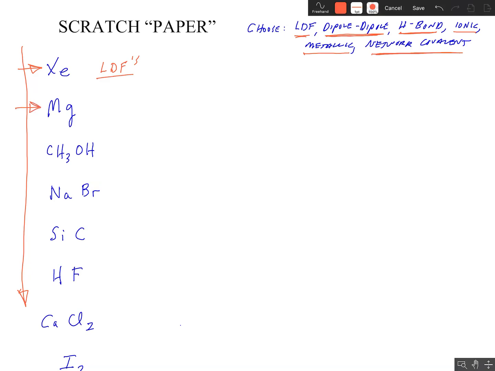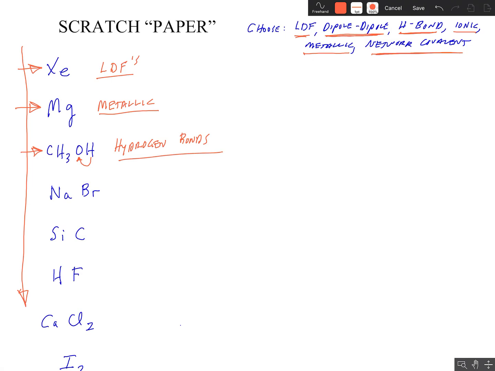Next up, magnesium. How are magnesium atoms held together in the solid state? That should be a gimme. Yeah, magnesium's a metal, isn't it? So magnesium atoms are held together by metallic bonds. Methanol, CH3OH. Okay, let's do the process of elimination game again. It's not metallic, we know that because it's not a metal. It's not network covalent, it's not an elemental form of carbon or a silicon compound. It's not ionic, we don't have any positive and negative ions there. Oh, what about hydrogen bonding? Is hydrogen bonded to oxygen there? It is. So those would be held together by hydrogen bonds.